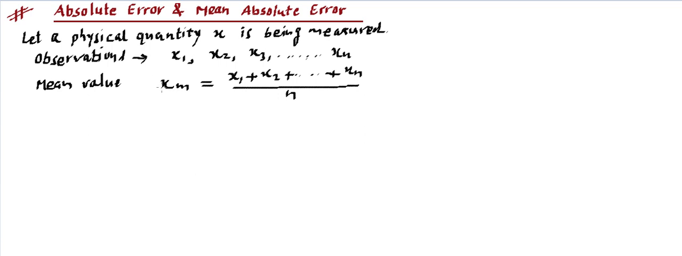Now this mean value is going to be more appropriate as compared to these individual observations. That means this is going to be very close to the true value. Since the exact value of any physical quantity is not known to us, we will be considering this mean value as the true value. So this will be working for us as a true value or correct value. So if somebody asks what is the correct value of a physical quantity in a measurement, then you find the mean value and say that the mean value is the correct value or true value.